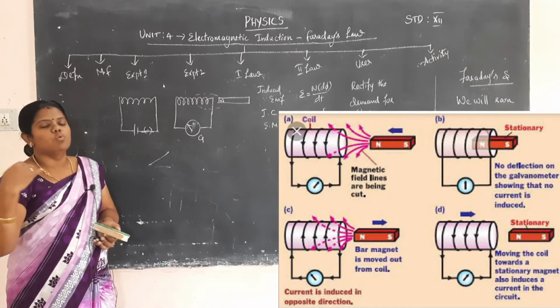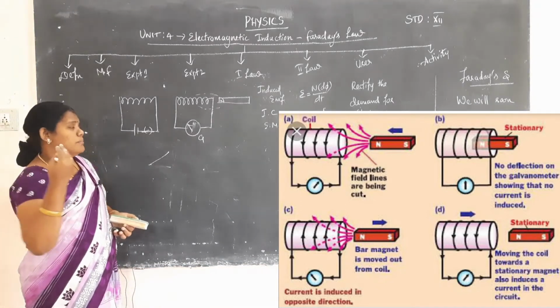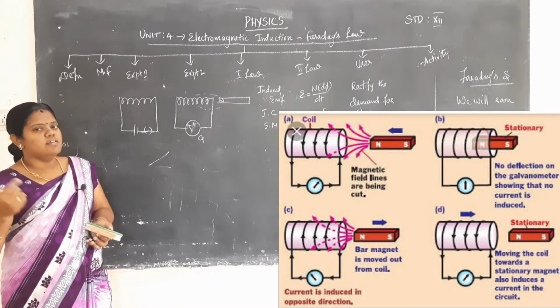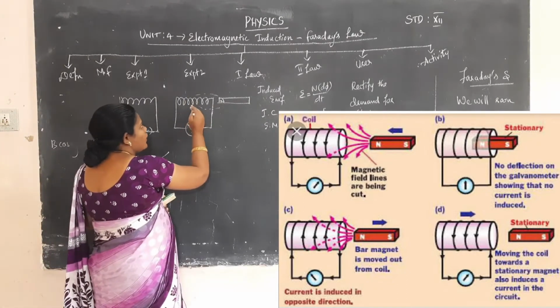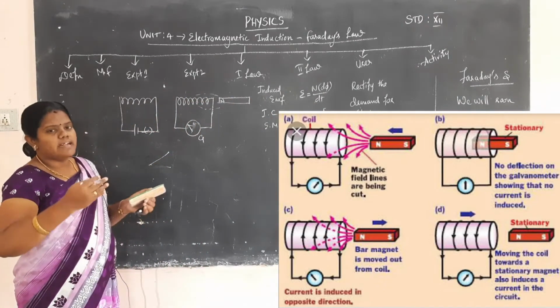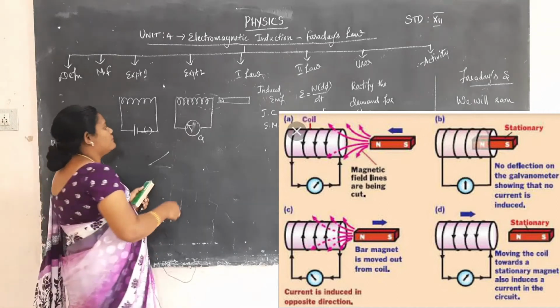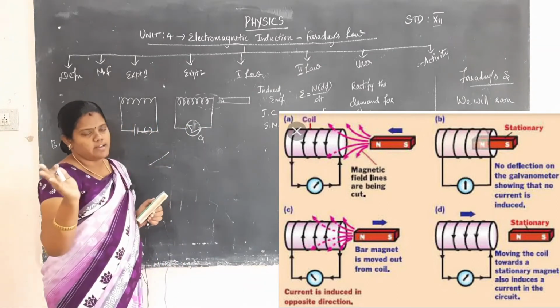We have to bring the magnet away from the coil. At that time, the magnetic flux lines linked with the coil decrease. That way, the galvanometer shows a deflection at the right side.